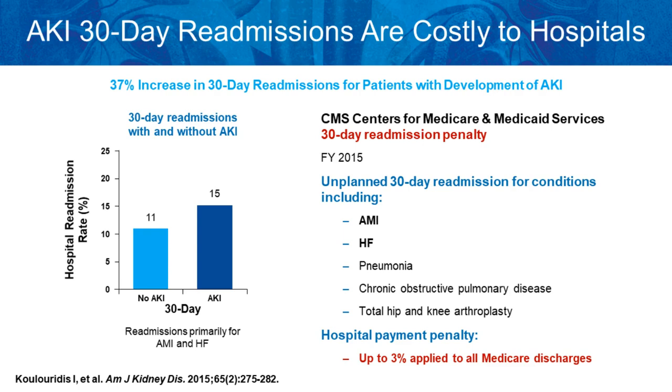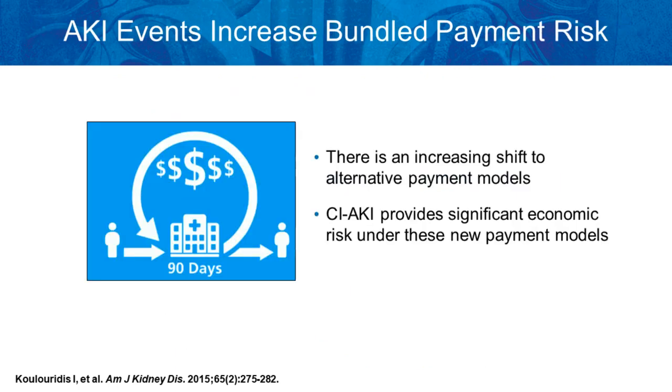There is a 37% increase in 30-day readmissions for patients who develop AKI. And as you know, the healthcare system is moving towards a bundled payment system, and there is actually a penalty for these patients that are readmitted within 30 days. The overall reimbursement is reduced as a result of the 30-day readmission. To summarize that concept, the presence of AKI in your patients actually creates a significant economic risk for both physician and hospital, and therefore there is a strong incentive to reduce these adverse outcomes.